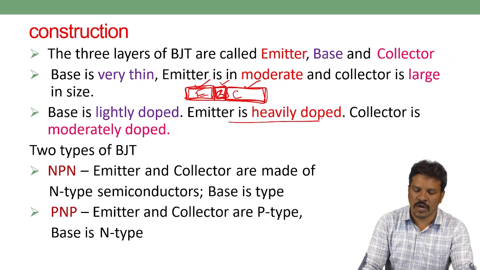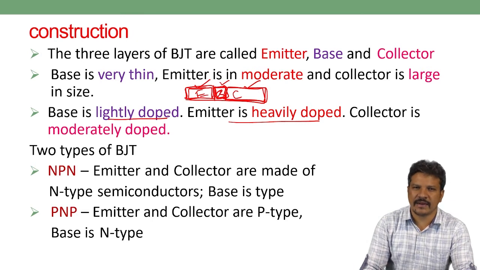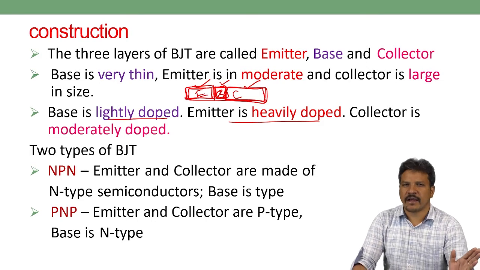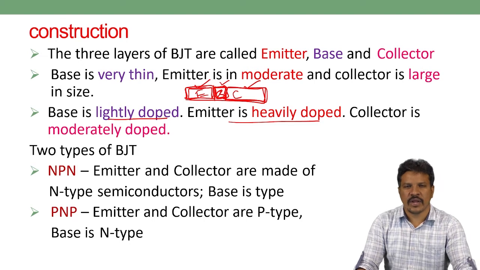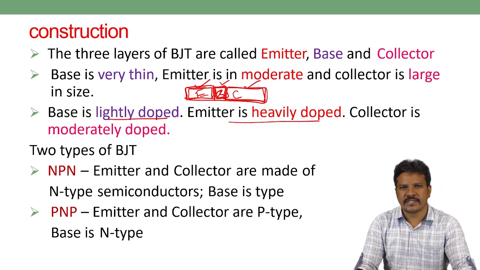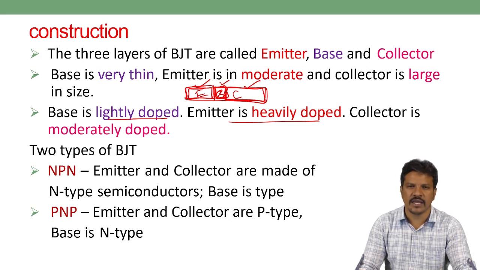Due to heavy doping, more charge carriers are generated in this region. And the base is lightly doped. When the base is lightly doped, whatever charge carriers come from the heavily doped emitter and pass through the base undergo recombination. When it is heavily or moderately doped, recombination takes place accordingly; if it is heavily doped, a large number of charge carriers recombine in the base region only and cannot reach the collector region.